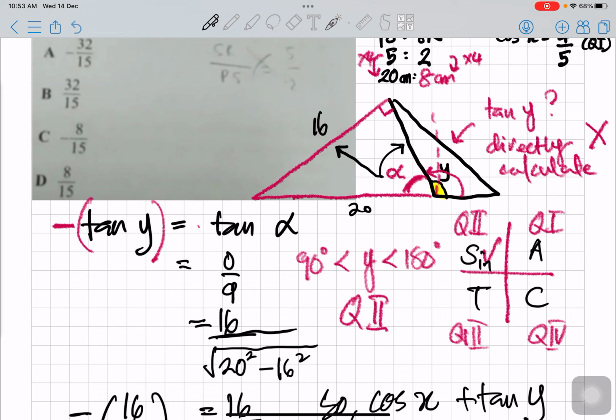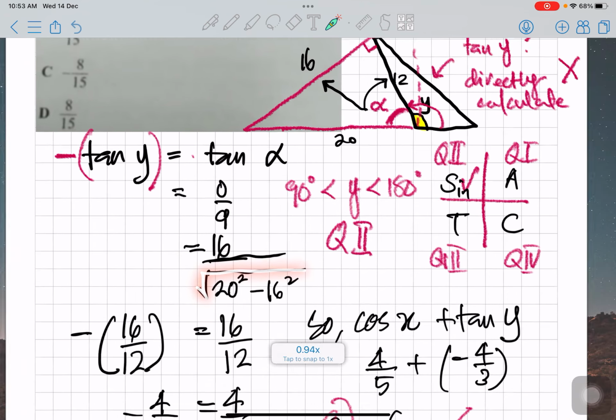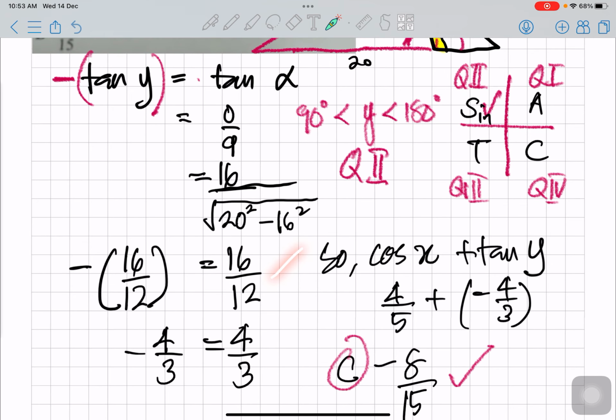Okay, so for example you have your alpha here. Tadi kita dah dapat kan sini berapa tadi? 12. Betul tak? Okay, so tangent is opposite over adjacent. So, we got 16 over the square root of 20 squared minus 16 squared. We got 12. So it is 4 over 3. So, kalau tangent alpha 4 over 3, tangent Y pun also 4 over 3. Cuma bezanya tangent Y ni quadrant 2, dia ada negative sign. So the answer is negative 4 over 3. Kita ambil value je yang sama.